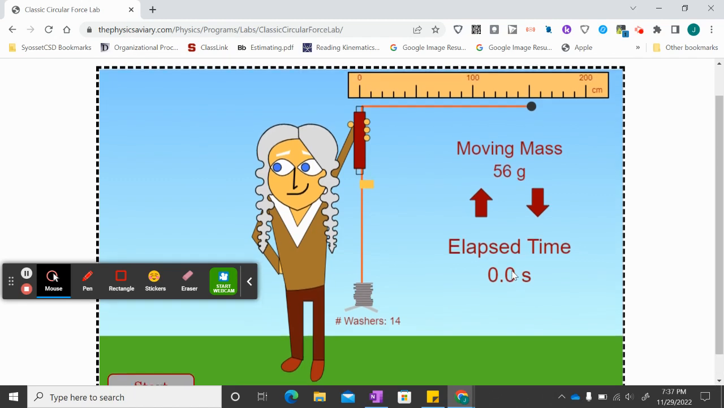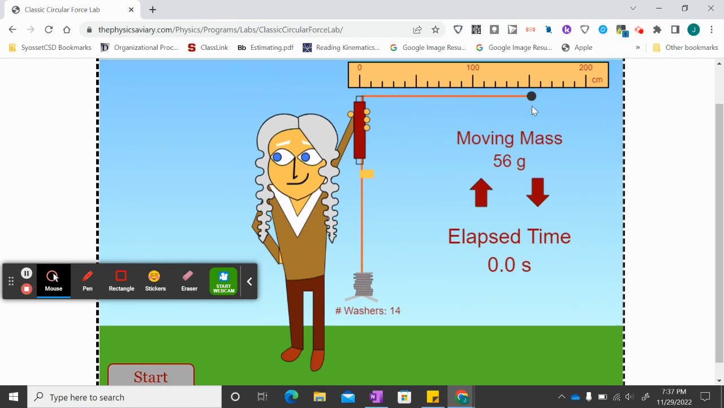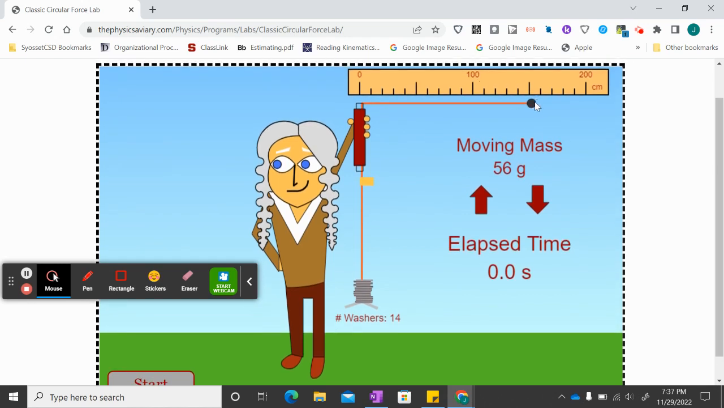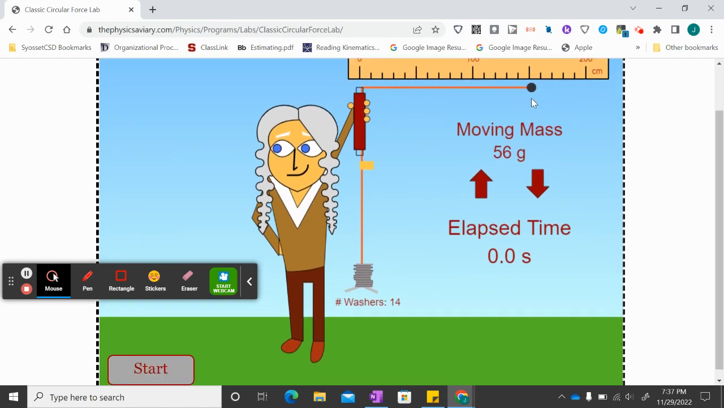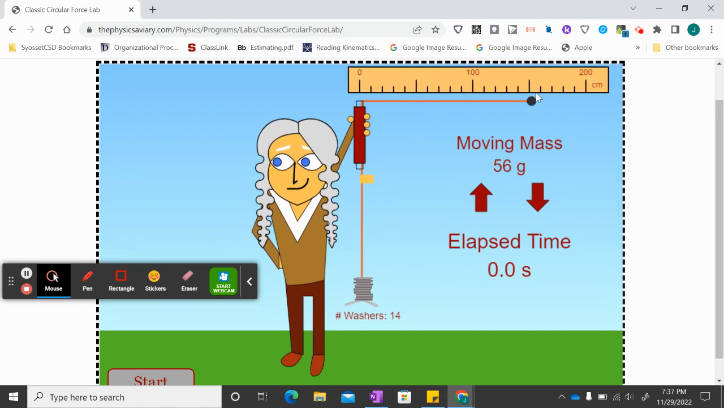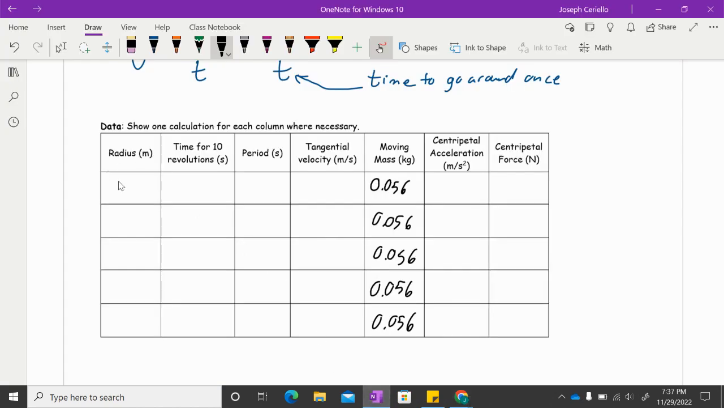So my first one, the radius is, let's see, this is a little bit more than 1.5 meters. See, this is 100 centimeters. This would be 150 centimeters. So I'll call it, this would be 160. So I'll call it 1.51 maybe, 1.52.